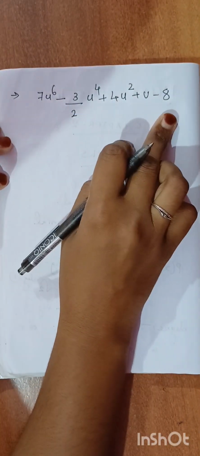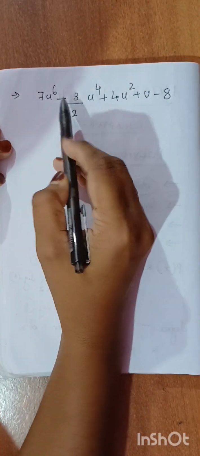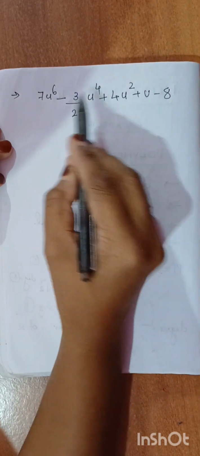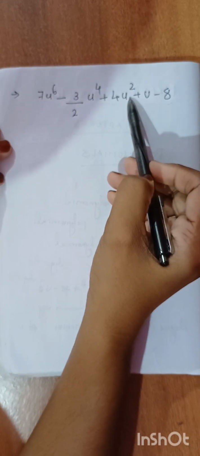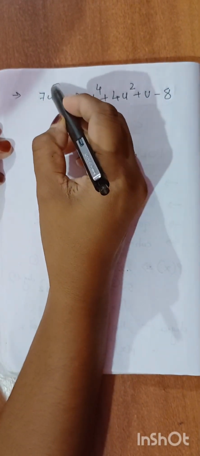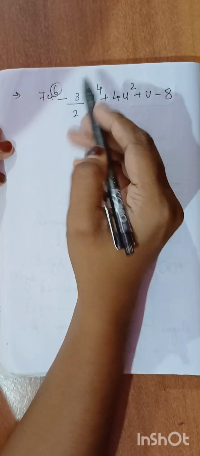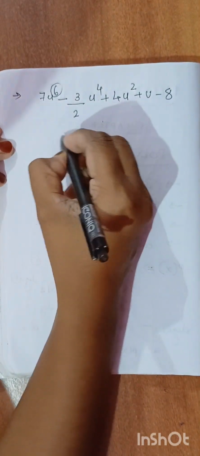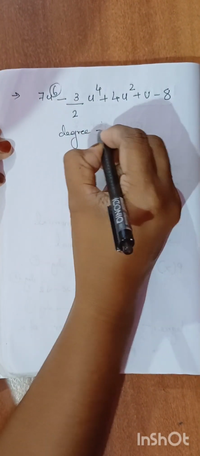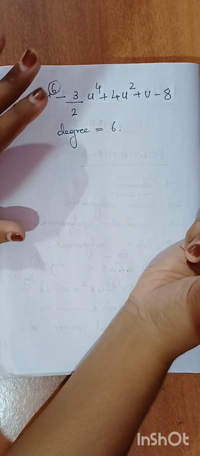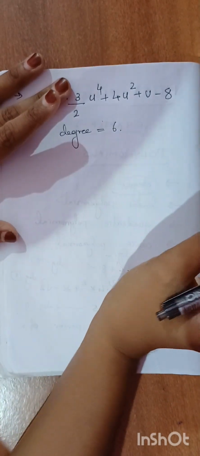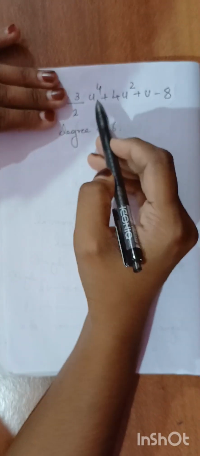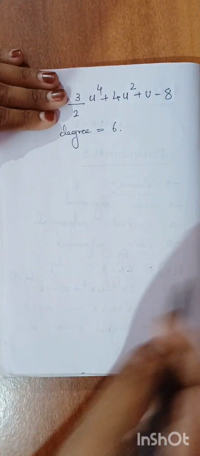Here I have written another example for a polynomial. Here we can see that there are many terms. The power here is 6, here the power is 4, here the power is 2, here the power is 1, and we know that the highest power here is 6, that is the degree of this polynomial. Degree of this polynomial is 6. Okay, and if this term is not here, the highest power will be 4 and the degree of this polynomial will be 4.